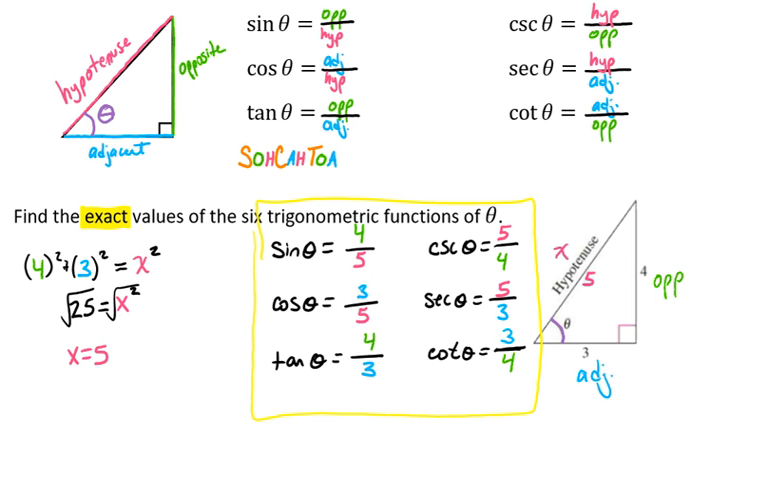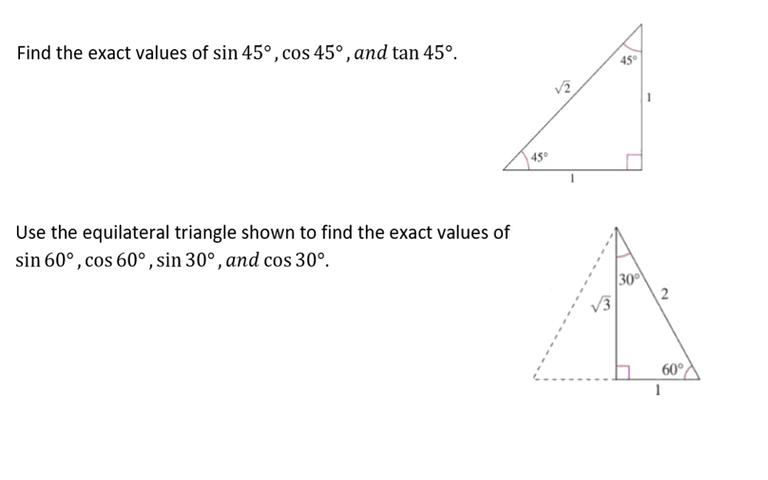Now let's look at another example with a special right triangle. So our next 2 examples are going to involve a 45 degree triangle and then a 30, 60, 90 degree triangle. So we're going to begin by finding the exact values of the sine of 45 degrees, the cosine of 45 degrees, and the tangent of 45 degrees. Again, we're looking for the exact values, so we're going to have fractions.